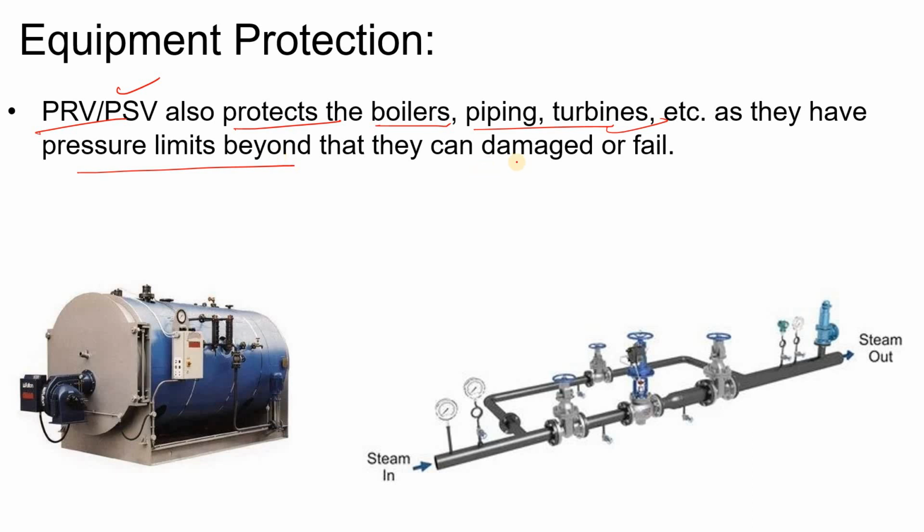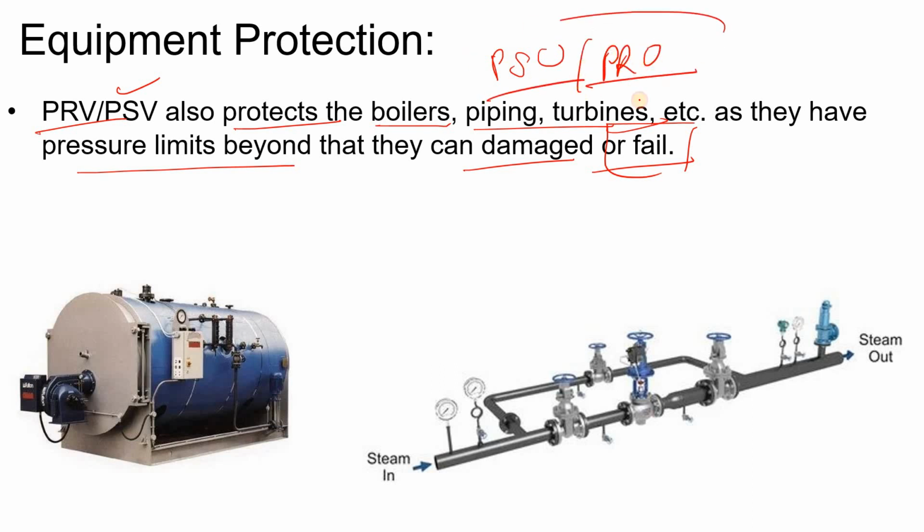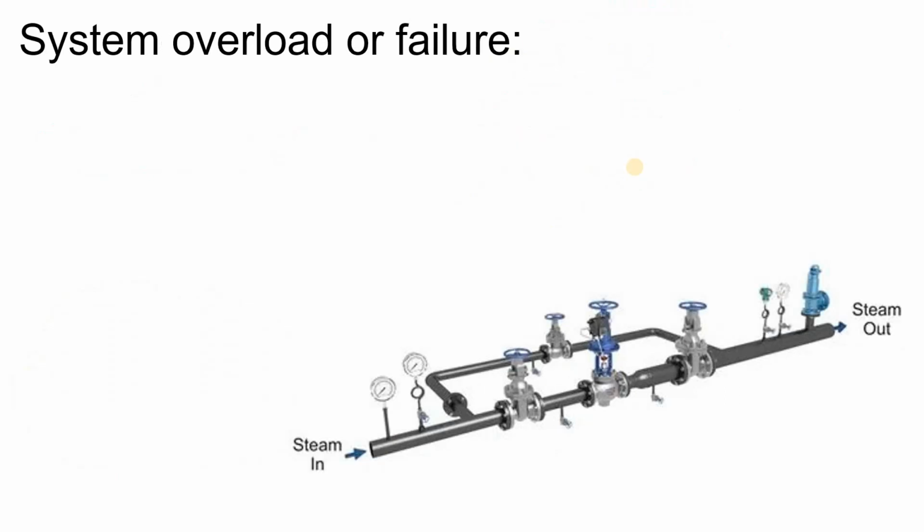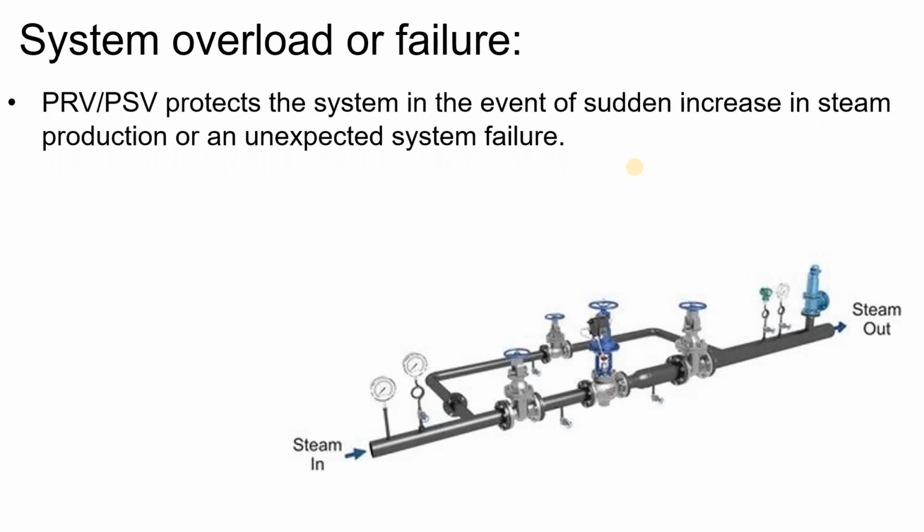So to protect your system from failure or from damage, what you do is provide the PSV there. You provide the PSV and PRV, I said. You provide that so that your system does not go towards failure or damage, right? So mainly it protects the equipment. Also, it protects the system from failure as well as overload.